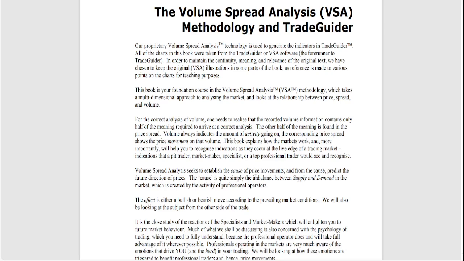This cause, which comes from the imbalance of supply and demand, is actually created by the activity of professional operators, those who are dealing with the market makers. They do some activity and create the imbalance in supply and demand, which produces a cause, and from that there will be an effect, which might be a bullish or bearish move according to the prevailing market conditions.